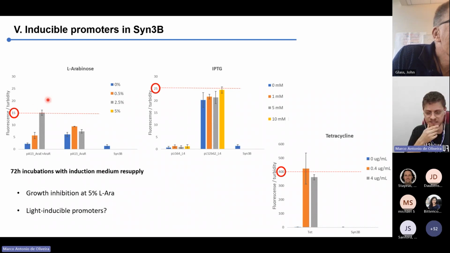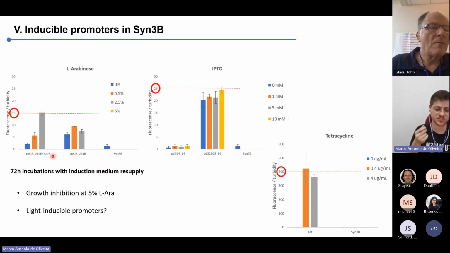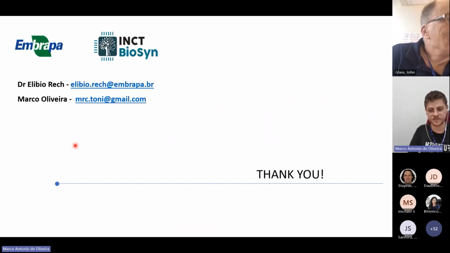So we tried to increase the concentration of arabinose a little bit, but the problem is that with 5%, we already don't get growth here. There's inhibition. So to try and get some kind of inducible promoter that can work in the system, we're probably going to do some experiments with light inducible promoters, because we don't have this concentration threshold, at least, and we hope it works. So that's it for now. Thank you.